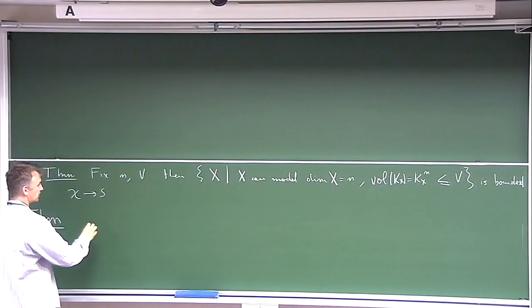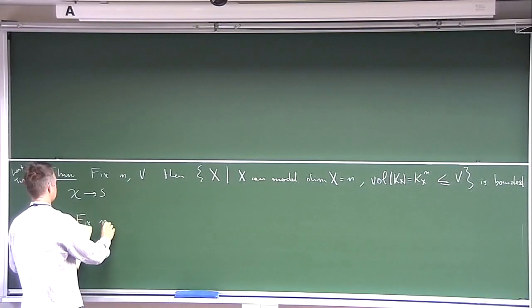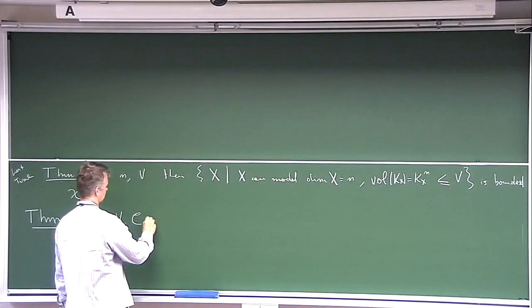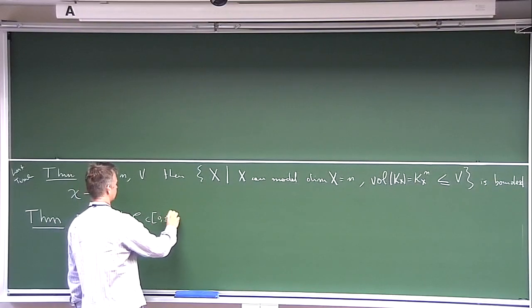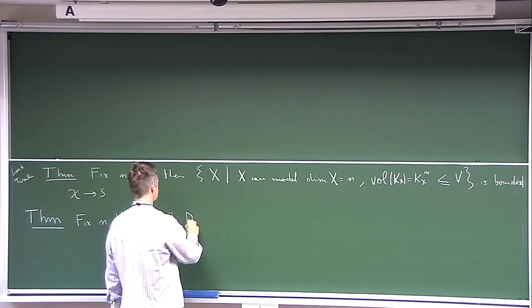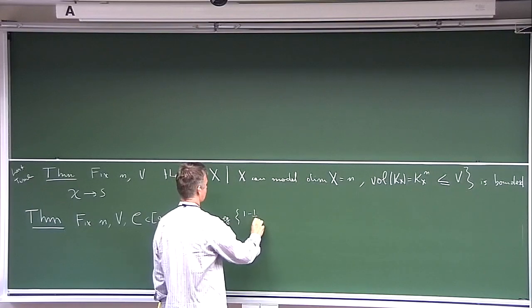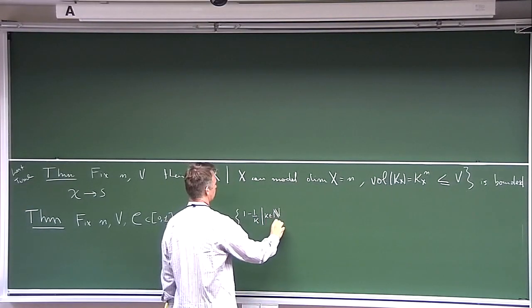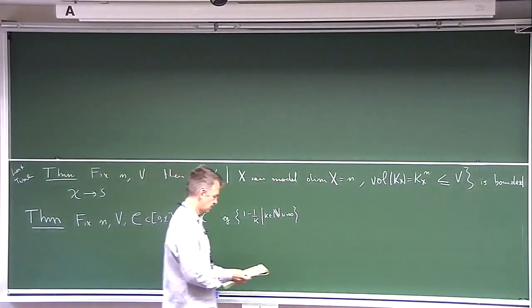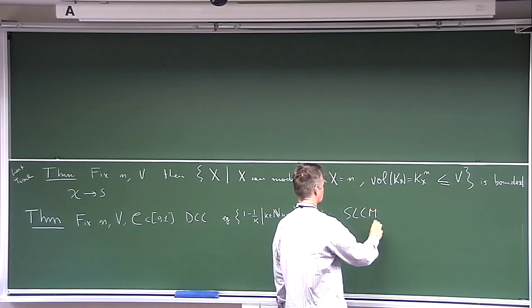For semi-log canonical models, I need to be slightly more precise in the data that I fix. I need to fix the dimension, the volume, and also a set of coefficients. Typically this will be a set of rational numbers between 0 and 1. For technical reasons, at a certain point you also want to think about real numbers between 0 and 1 which satisfy the descending chain condition. So your typical set is a set of the form 1 minus 1 over k, where k is any integer, possibly infinity.